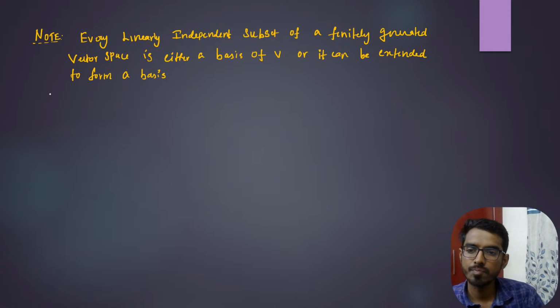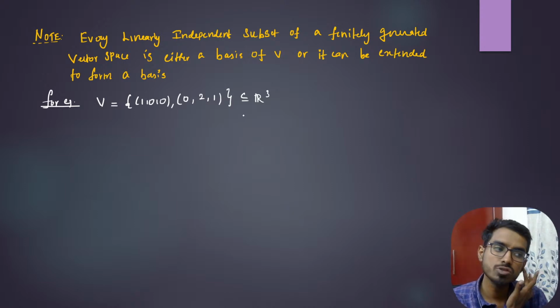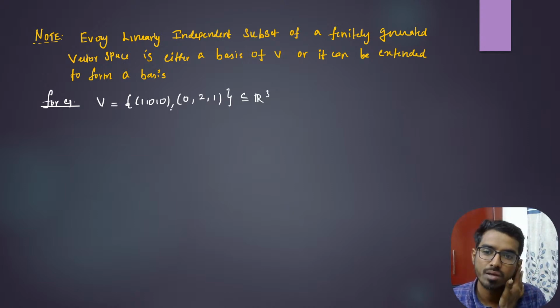See, for example, let us consider the vectors (1, 0, 0) and (0, 2, 1). Now you can see these two vectors form a linearly independent subset of, let us take V to be R3. Clearly these two are linearly independent, because one cannot be written as a linear combination of the other. But what is the dimension of V?